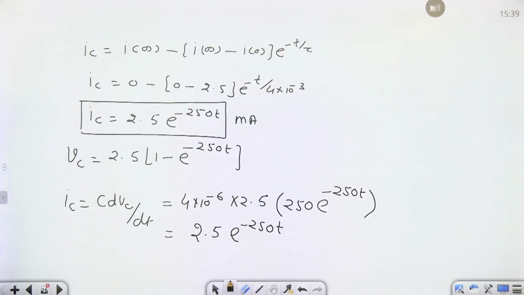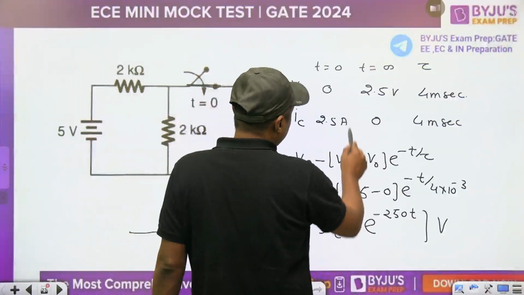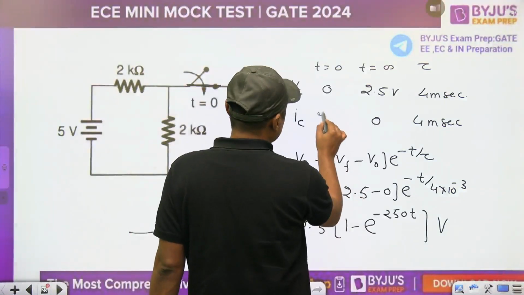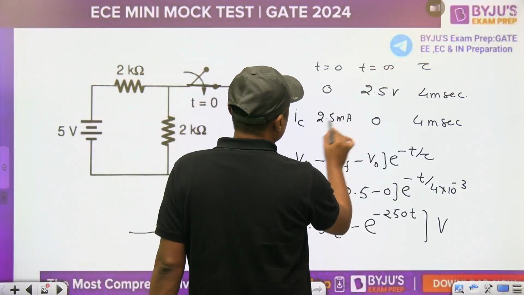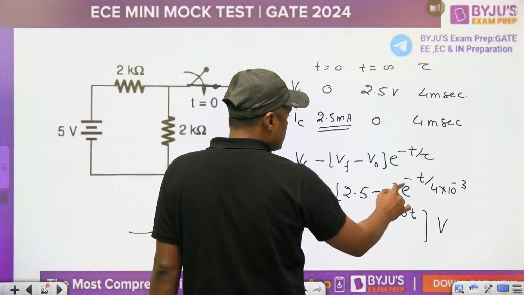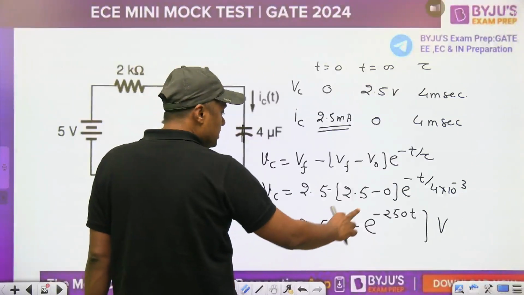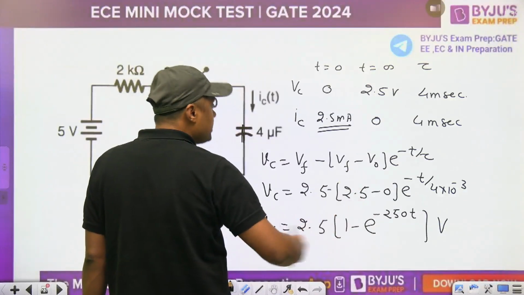Okay, but remember one thing, that current is in what? What is the final current? Please check the unit also. What is the unit here? Vc is what? 4 millisecond. IC is what? 4 millisecond. That is the time constant. And 2.5 is not in ampere. It is in milliampere. So V final 2.5, V initial 0, e raised to power minus t by 4 into 10 raised to power minus 3. That is in volt. 2.5 into 1 minus e raised to power minus 250 t, that is the voltage across the capacitor.